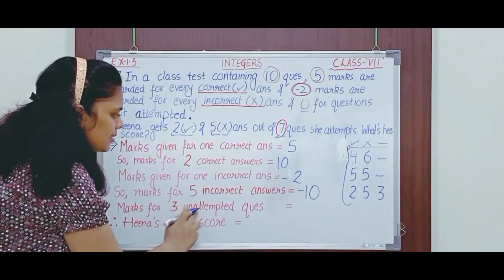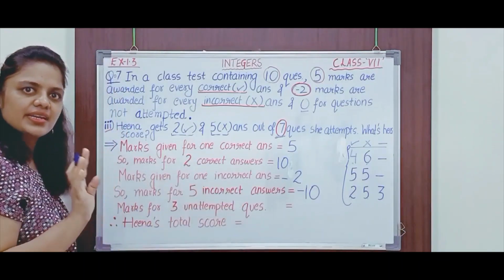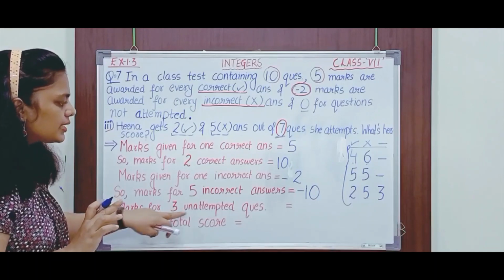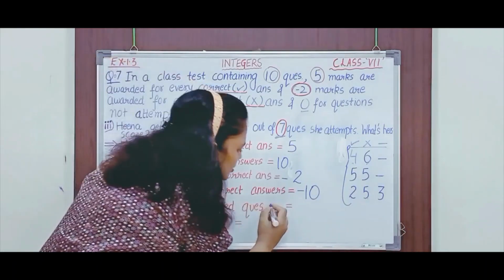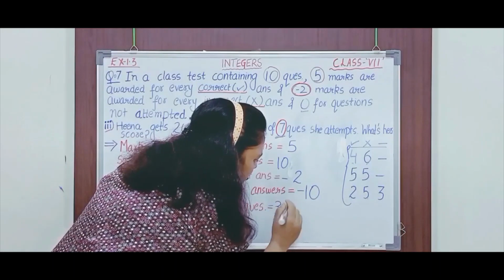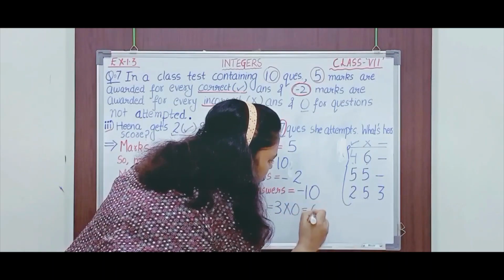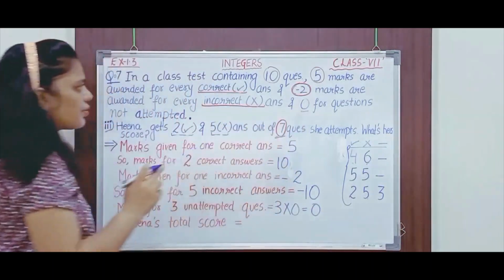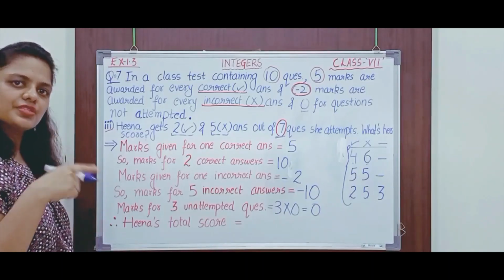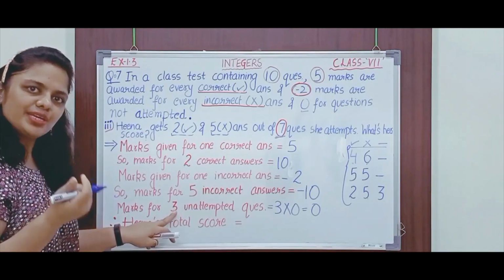So 3 unattempted questions, she has just left them out. So marks for 3 unattempted questions would be 3 into 0. It would be 3 into 0 equals 0. Why? Because 0 is awarded for one question which is not attempted. So for 3 it would be 3 into 0.